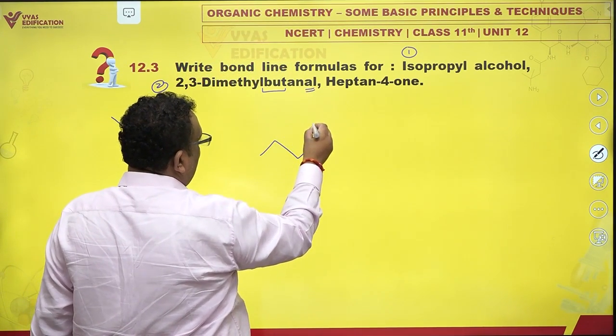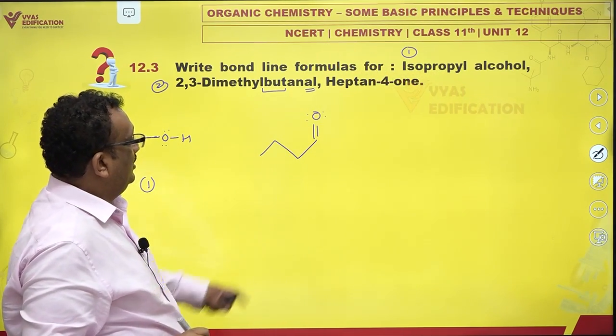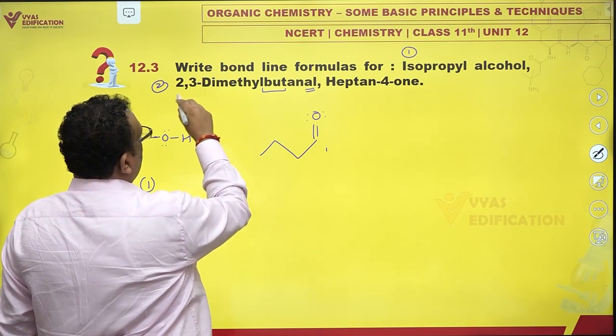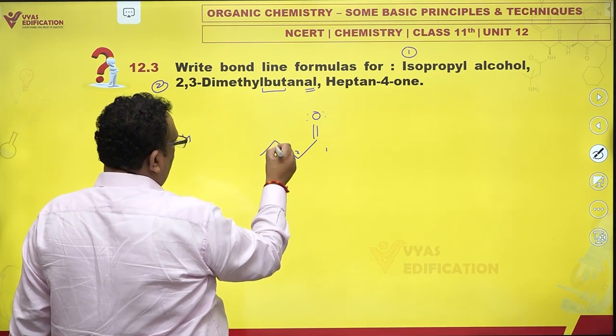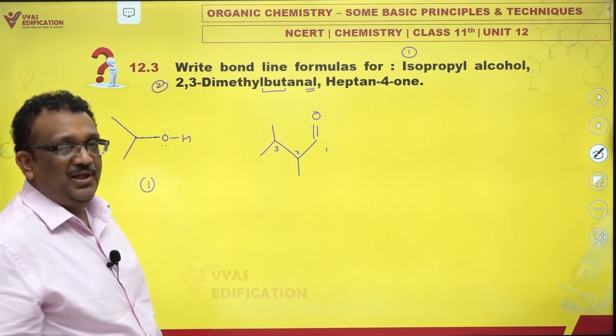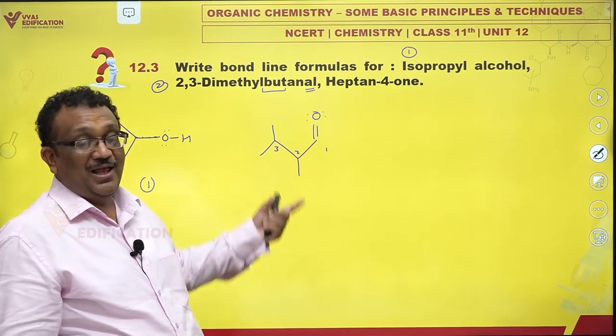Butanal. Al means aldehyde. So let me draw an aldehyde at the corner. And this gets the number 1. The locant 1. 2, 3. Dimethyl. So let me draw methyl groups. 1 line each, that's it. 2,3-dimethyl butanal.